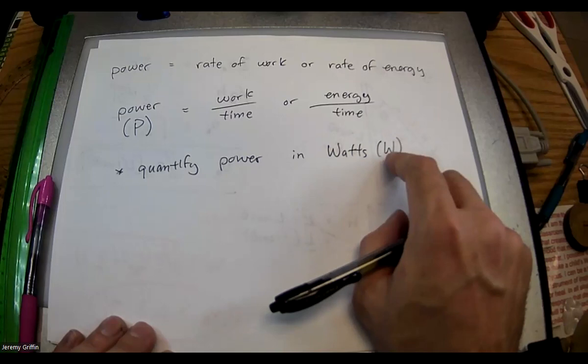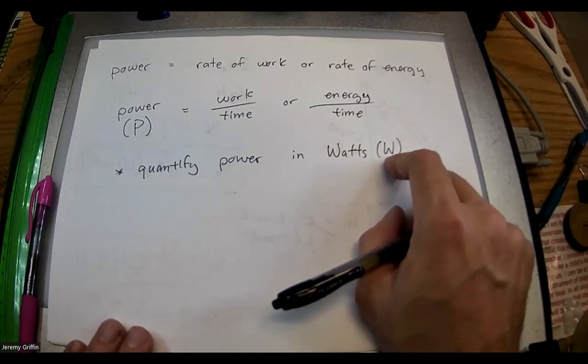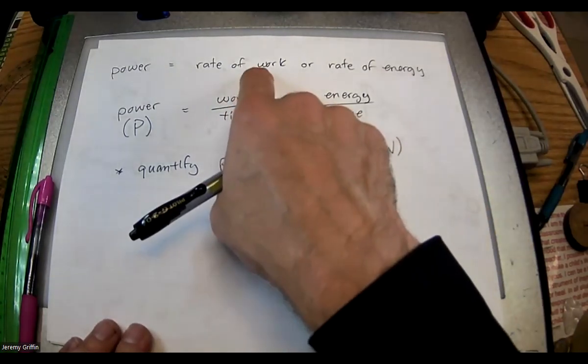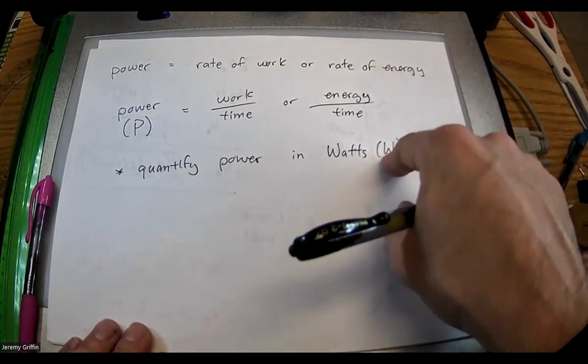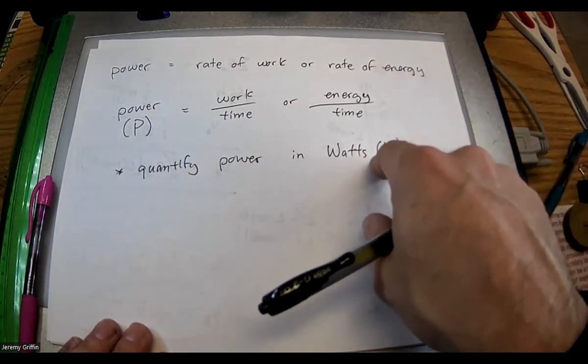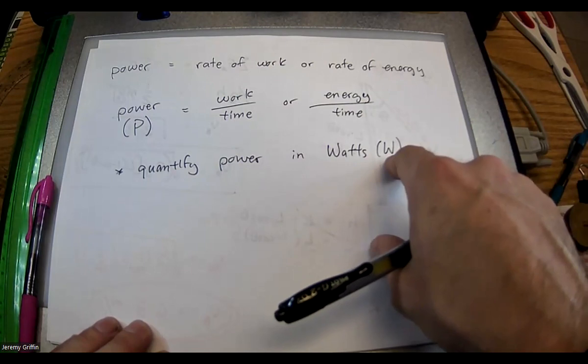Now that capital W right there, you guys saw a capital W yesterday to represent work, as a variable, but this capital W represents watts as a unit. So in physics, when you see capital W, be careful.